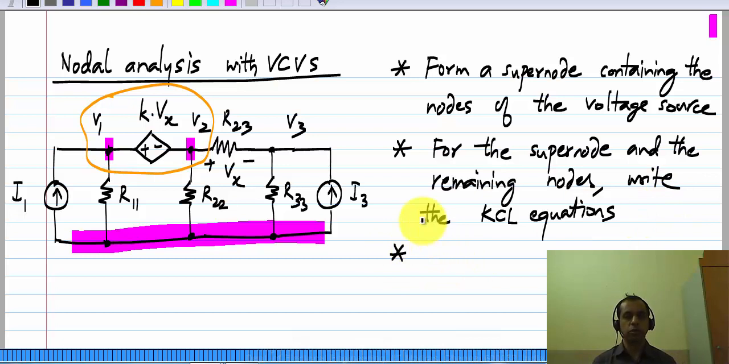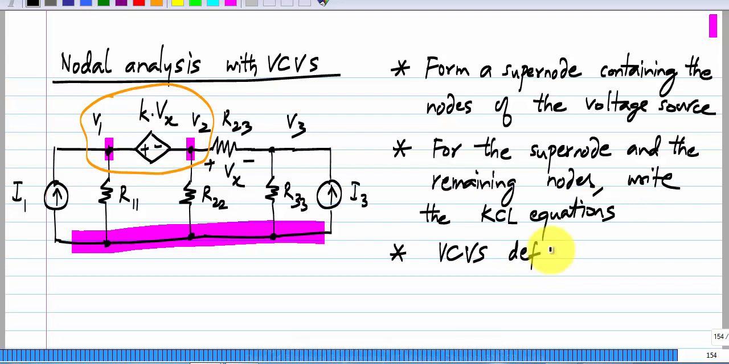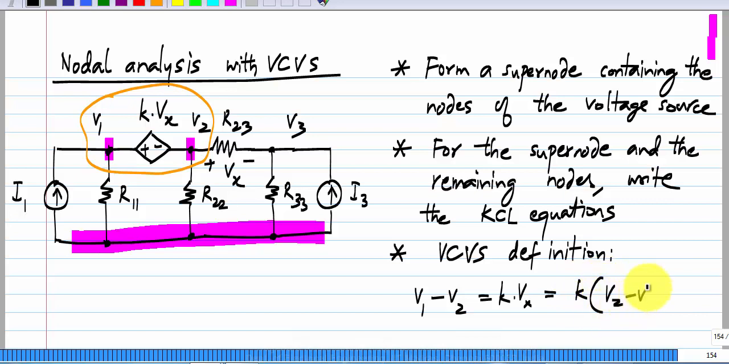By combining two nodes into a super node, we have lost one equation, but we can get an equation from the definition of the voltage controlled voltage source. The controlled voltage source is connected between V1 and V2. It is defining V1 minus V2. So it says V1 minus V2 equals K times Vx, which itself is an unknown. So you have to write this as K times (V2 minus V3) following the definition of Vx.